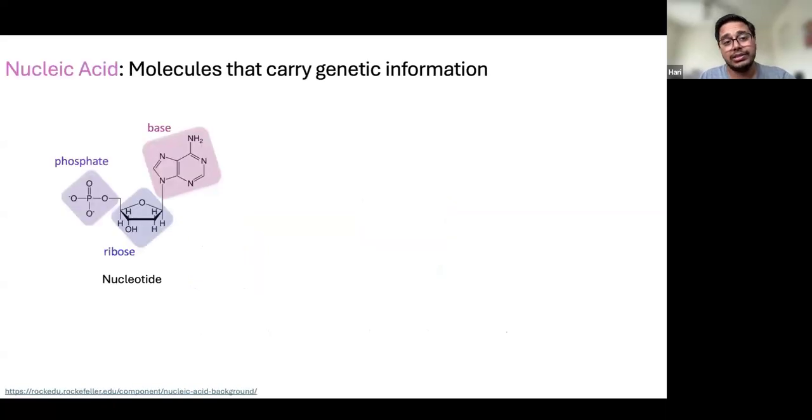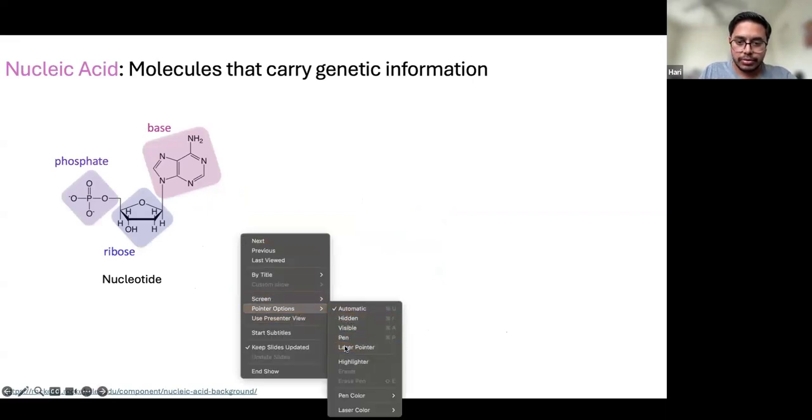So what are nucleic acids? They are the molecules that actually carry the genetic information. Now, nucleic acid is made up of smaller building blocks called nucleotides, which have a structure as shown here.